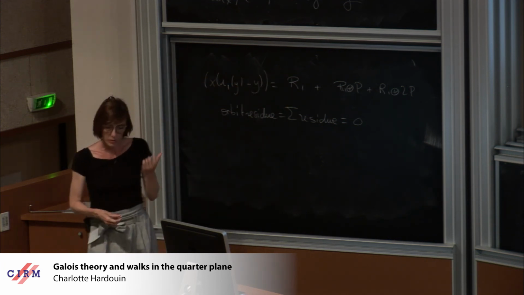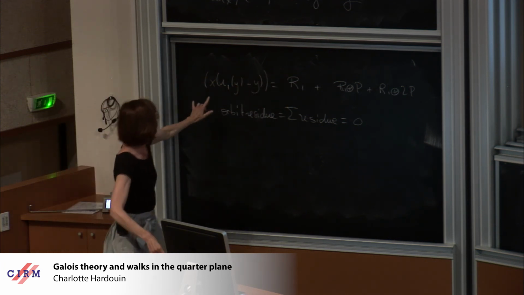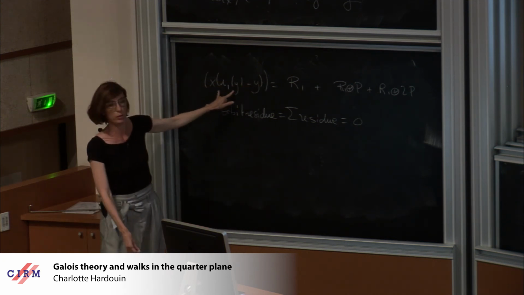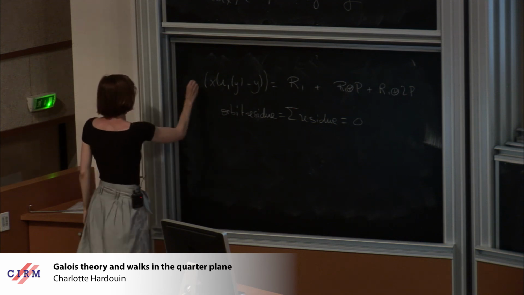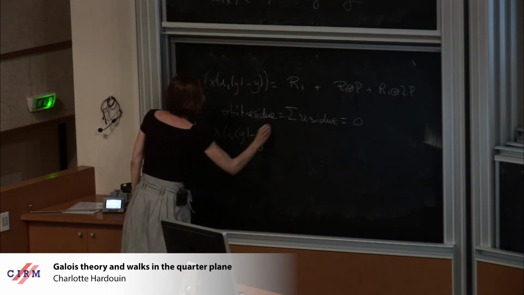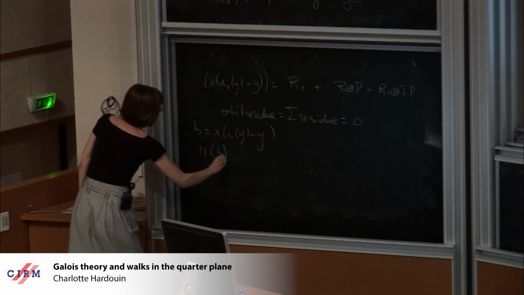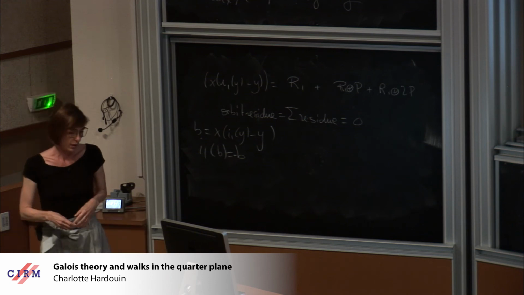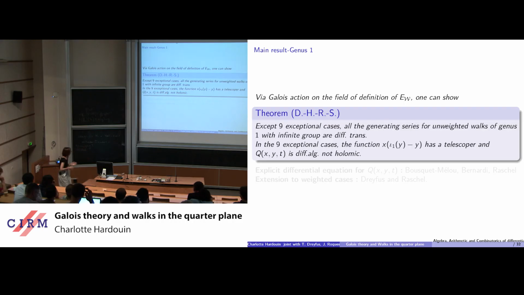And there are also some symmetries between the residues of the different poles using some symmetry of this function. This function B satisfies iota 1 of B equals minus B. So you can find some relation between the residues.